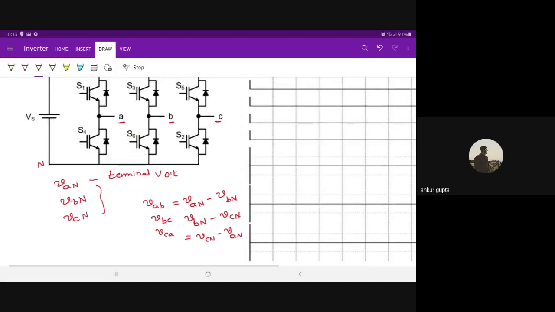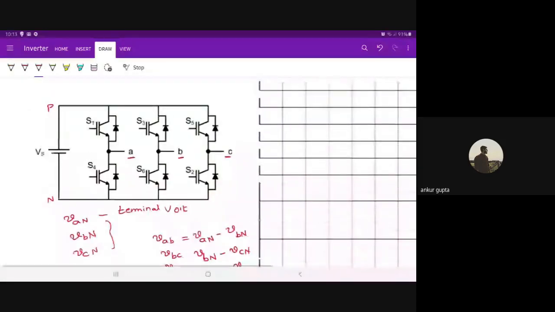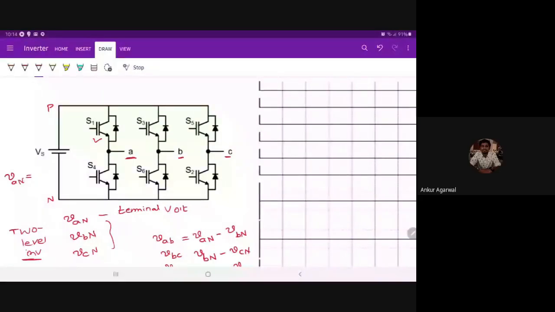The three-phase inverter is also known as a two-level inverter. Suppose we assume that the switch S1 is on. What is the voltage VAN, between this point and this point? It is Vs, when switch S1 is on.